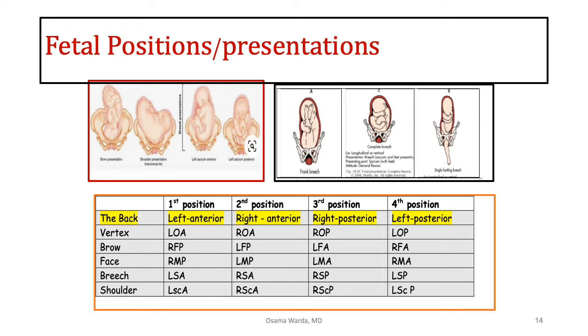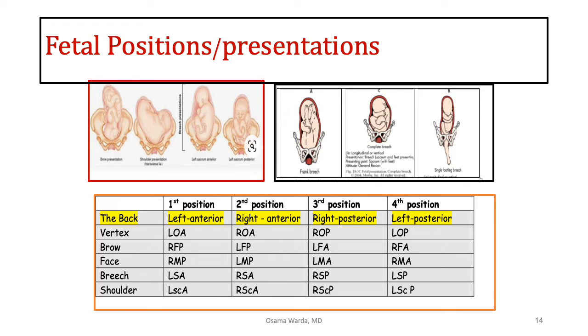Let's say in vertex presentation, the dominator, which is the occiput, is at the same side of the back. So the same positions are present in vertex. That's to say, the first position is left occipito anterior and left anterior. The second, right anterior. The third, right posterior, and the fourth is left posterior.